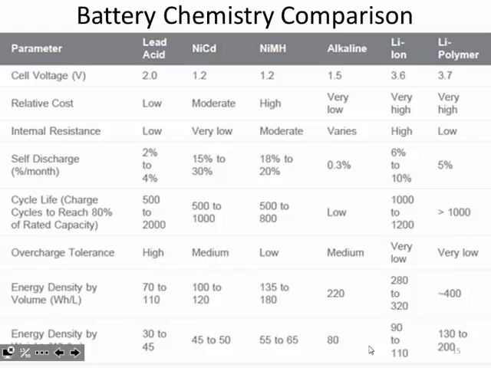You'll notice there's a voltage. One cell is worth 2 volts, 1.2 volts, 1.2 volts. Here are my alkaline batteries. Alkaline battery is not toxic.